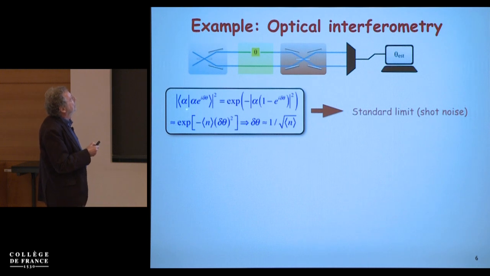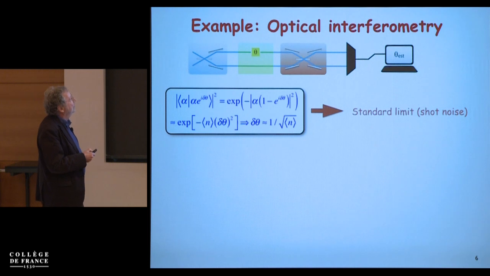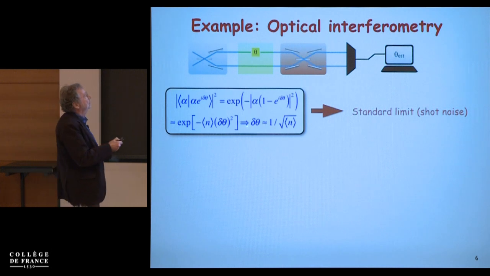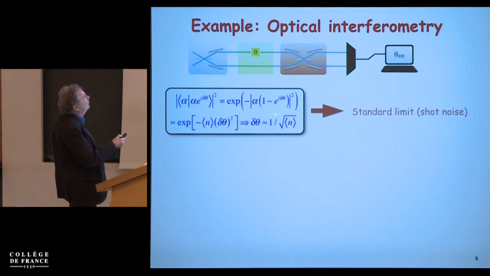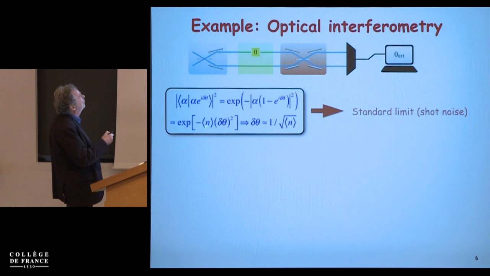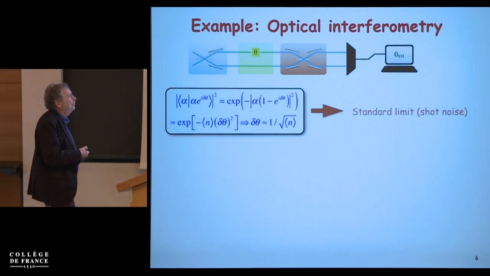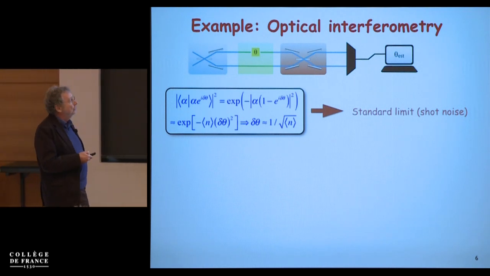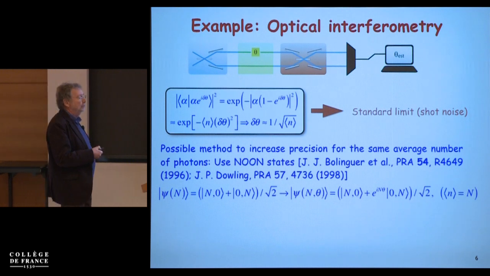And you see that the uncertainty in the estimation of the phase can be determined from the condition that the scalar product here squared is equal to 1 over e. Okay, so that gives us the uncertainty, which is 1 over the square root of the average number of photons, which is the so-called standard limit or shot noise. Now, is it possible to do better?